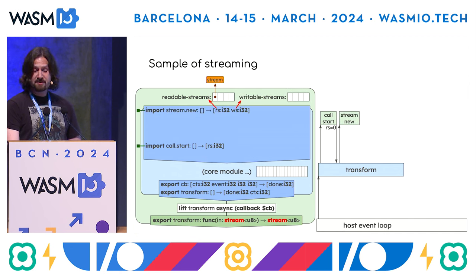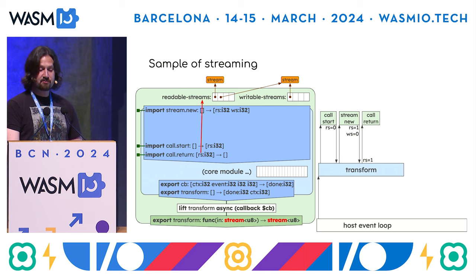Now we want to create our return value, so we call stream.new, which returns two indices, the readable and writable end of the same new stream. So streams have two ends, a readable and a writable end, and now we have handles to both of them, but it's the same stream. Now we do call.return to return the readable end of this new stream we just created, which transfers ownership of it to the calling component or the host, because these readable and writable ends are uniquely owned by only one component. So now we have the readable end of our parameter and the writable end of our return value, which is what we want. So now we can actually do some streaming.